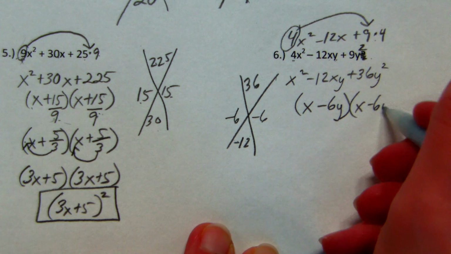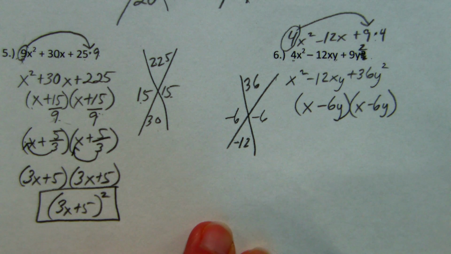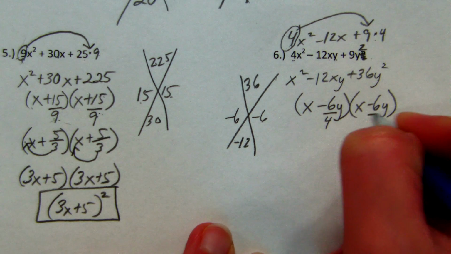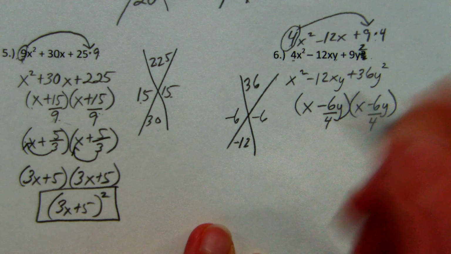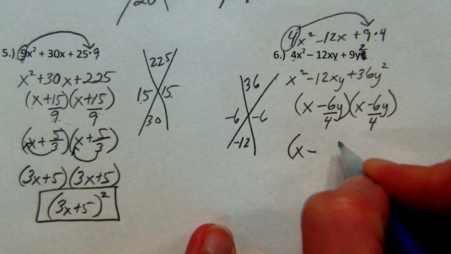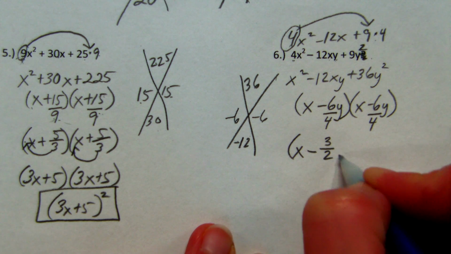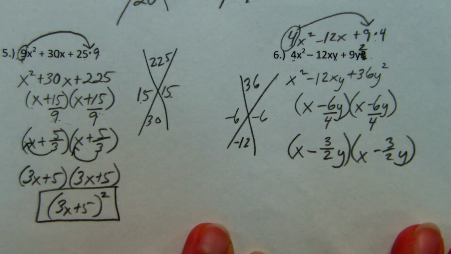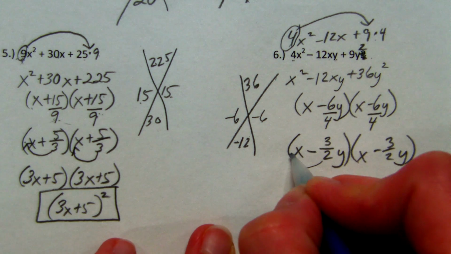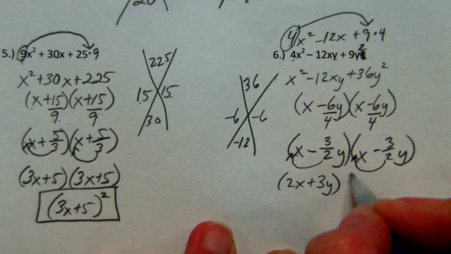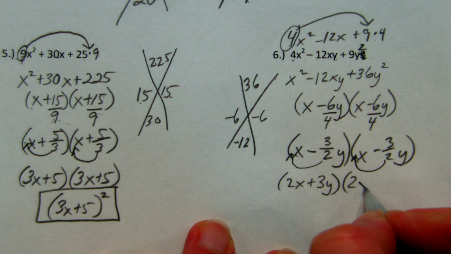And x minus 6y. And then because we multiplied by the 4 in the beginning, I've got to divide those 6's by 4 and then reduce them. So 6 and 4 both reduce by 2. So I can make that 3/2 y. And then you go ahead and bottoms up the fractions. And 2x plus 3y.